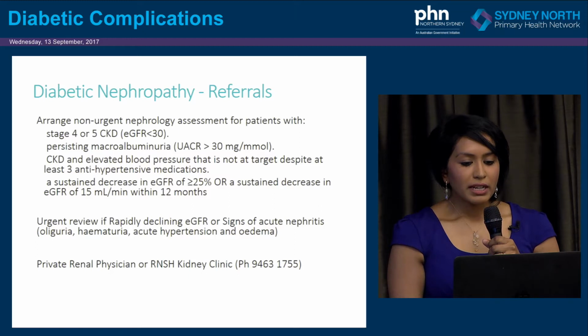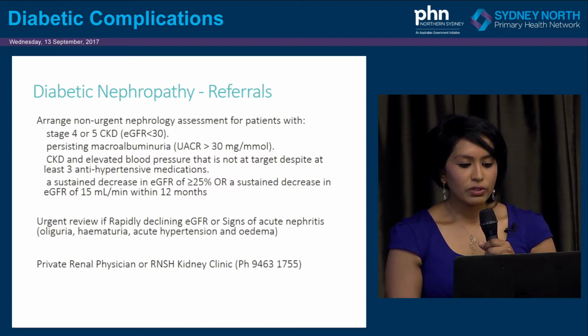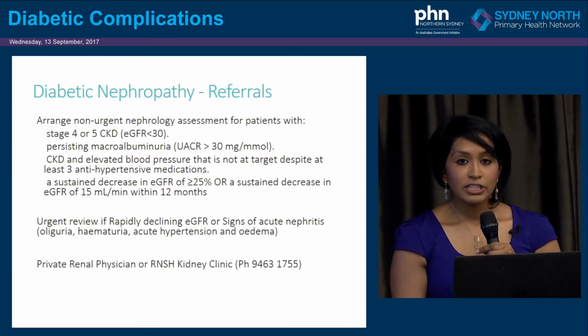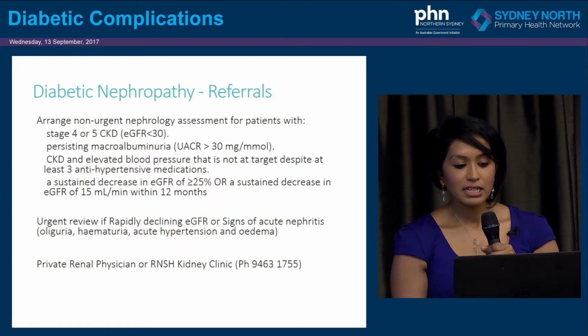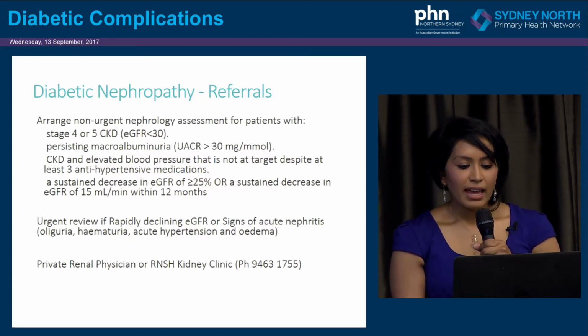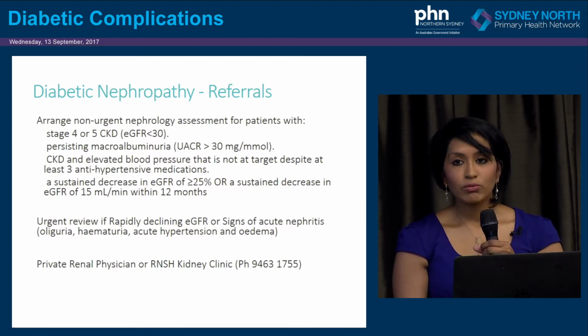So when would you refer your patient for a renal specialist review? You would send them for a non-urgent renal review if they have stage 4 or 5 chronic kidney disease, so that's an eGFR under 30, if there's persisting macroalbuminuria, if they've got hypertension that's not at target despite using at least 3 antihypertensives, or if they've got a sustained decrease in their eGFR. And an urgent review would be appropriate if there's a rapid decline in eGFR or if there's signs of acute nephritis, and that would be to a private renal physician or the kidney clinic at Royal North Shore Hospital.